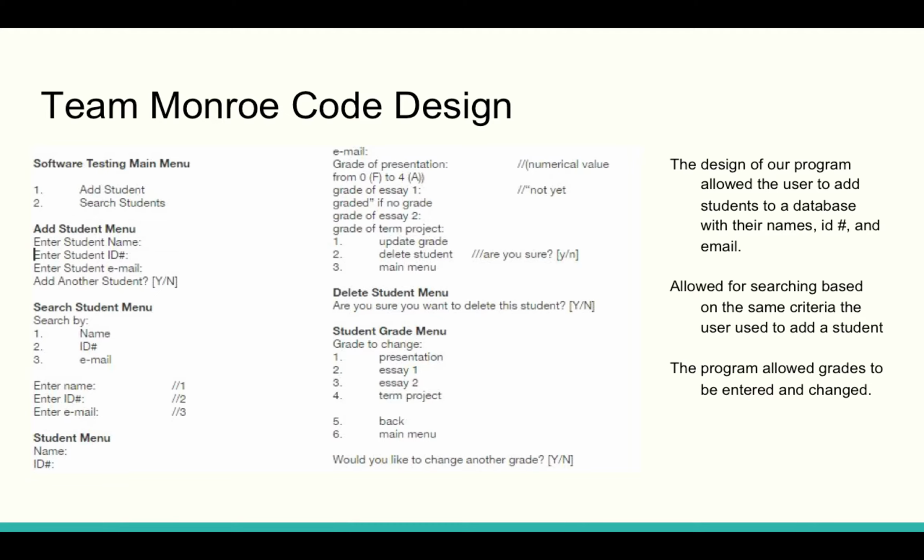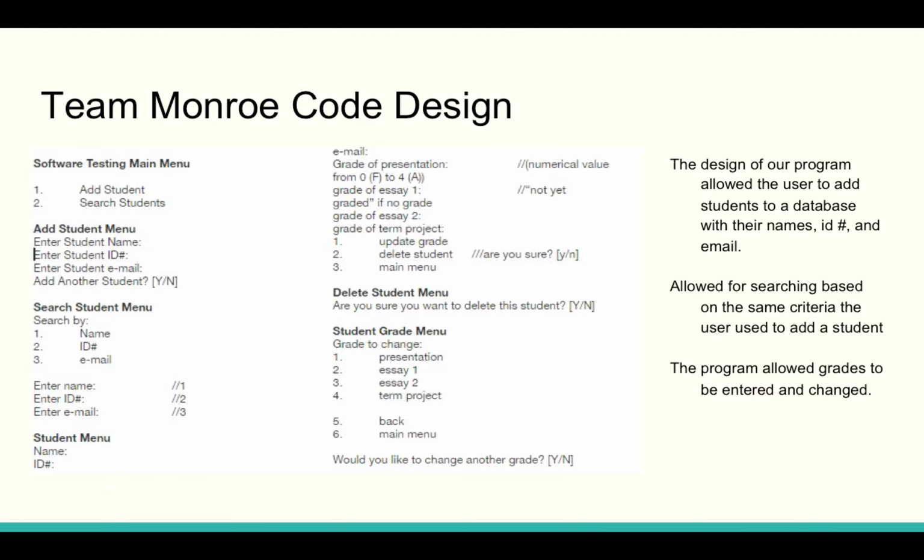The Delete Student menu verifies that the user wants to delete the student, to prevent user errors. And finally, the Student Grade menu asks the user which grade they wish to change. It also gives the option of returning to the student or main menu.